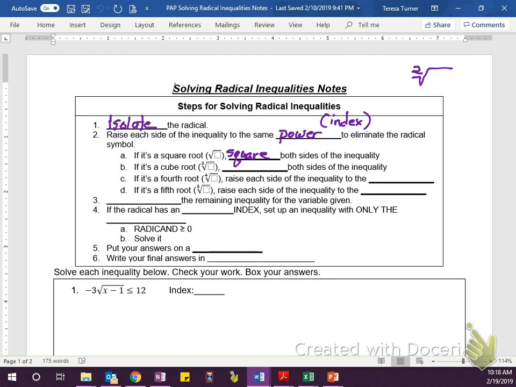Wish I could get my pen to write thinner. It's already as small as it'll go. If it is a cube root, oh no, this is where my next person I'm supposed to call on.